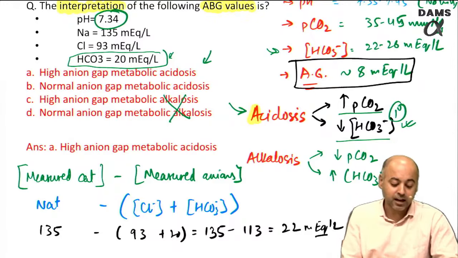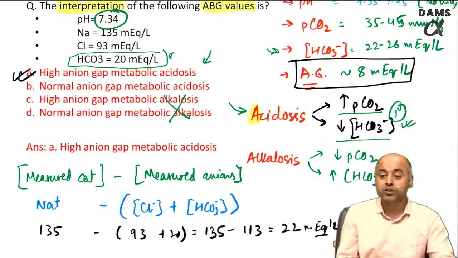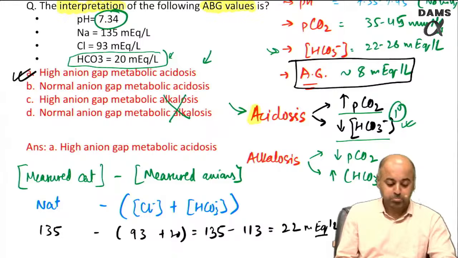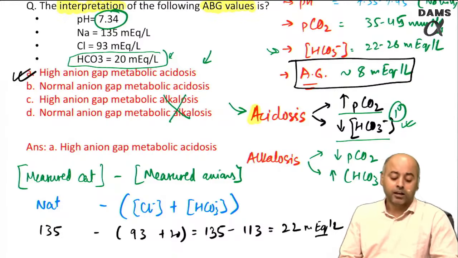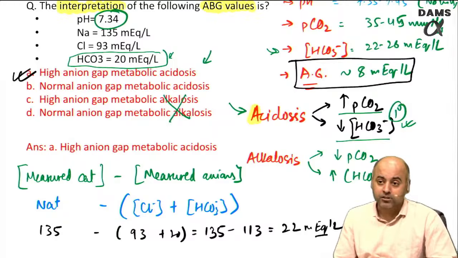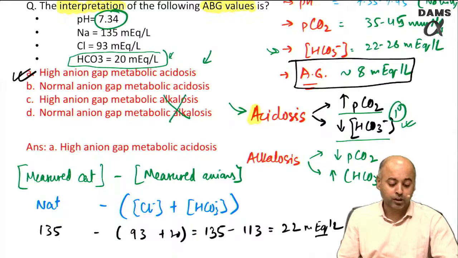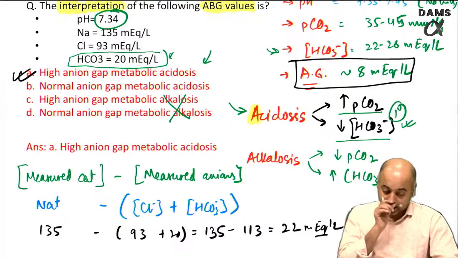So obviously it is a high anion gap metabolic acidosis, like most of you have already mentioned. High anion gap metabolic acidosis, HAGMA, is the correct answer, right? Very good. The anion gap in this case is 22, and therefore it is a case of high anion gap metabolic acidosis.